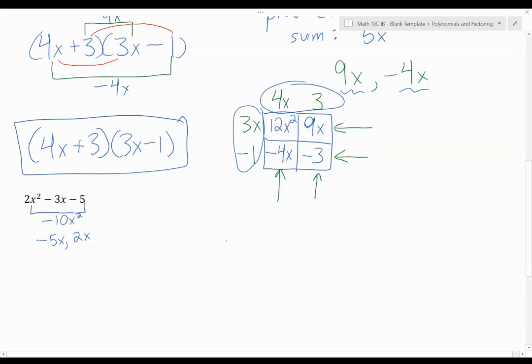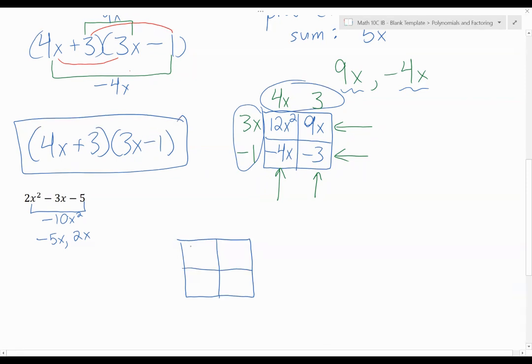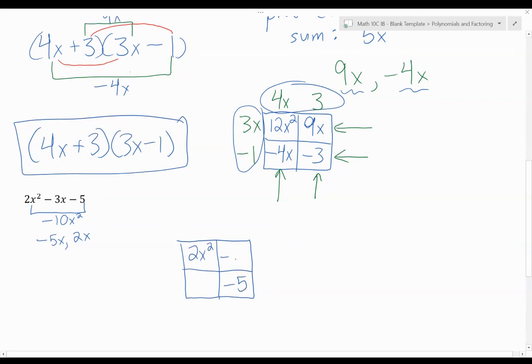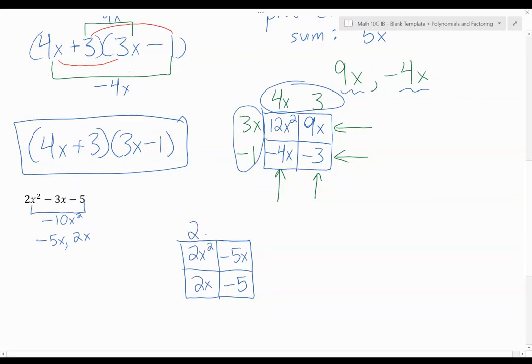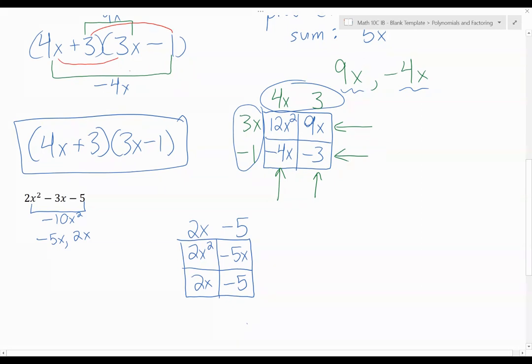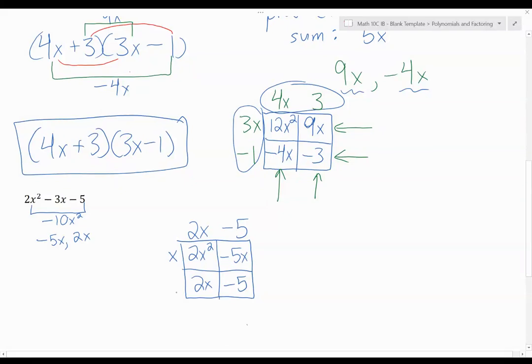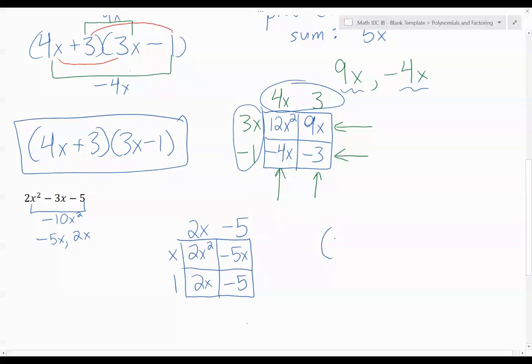So to organize this in the boxes, I've got my quadratic term in the upper left-hand corner. In the lower right-hand corner, I have my constant term. And then the two terms I've just chosen, minus 5x and 2x, in either of the other two boxes. Factoring by row and by column, between 2x squared and 2x, I have a common factor of 2x. Between negative 5x and negative 5, I have a common factor of negative 5. Between 2x squared and minus 5x, the only common factor is the x. And between 2x and negative 5, there are no common factors, so it's just 1. This means that the factorization here is 2x minus 5 and x plus 1.